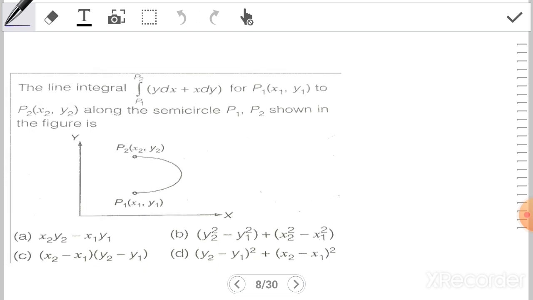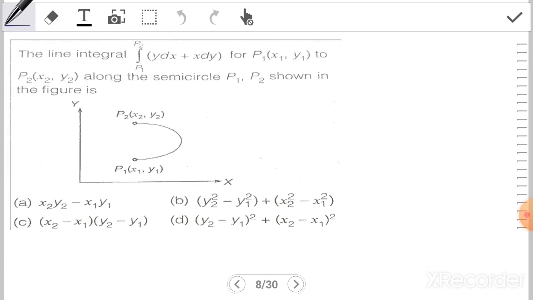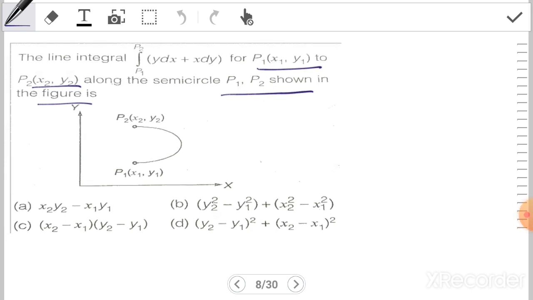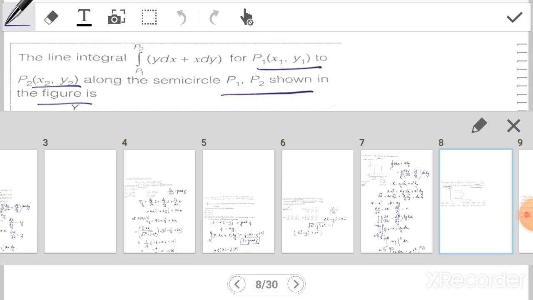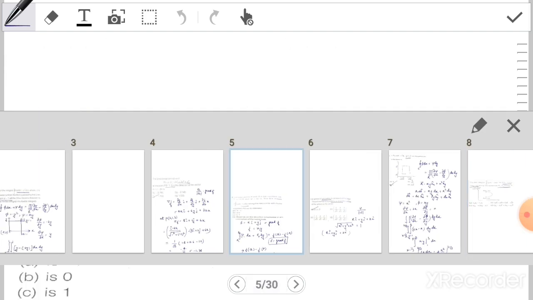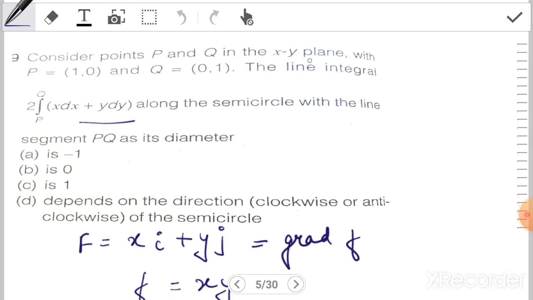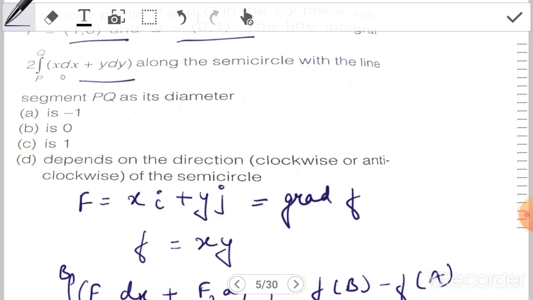The line integral for the two points along the semicircle shown in the figure is. So this is the same problem as before, just that the points are not specified. Let's see this question. Consider points P and Q in the xy plane. Here points were given and we had to find the line integral along the semicircle with the line segment PQ as its diameter.